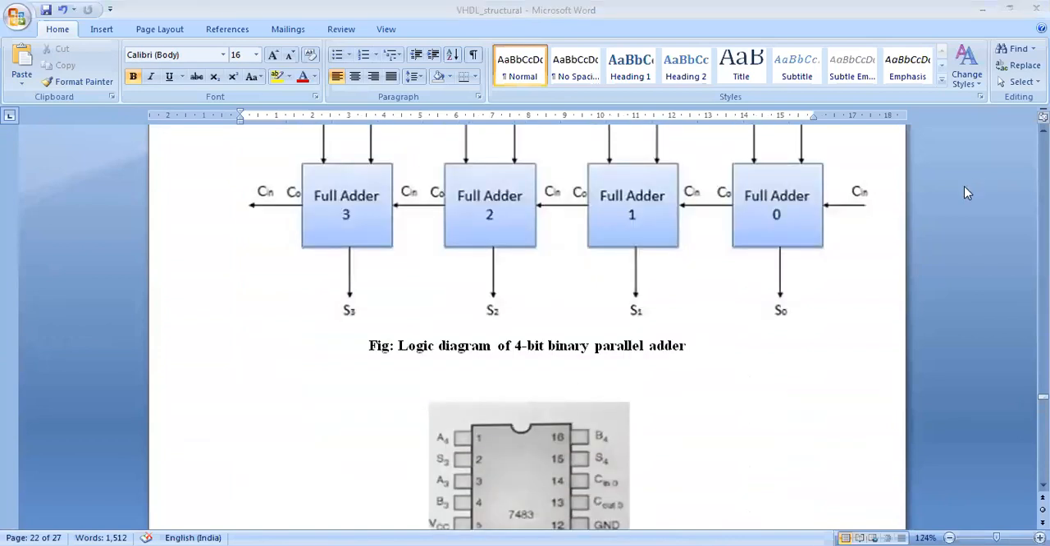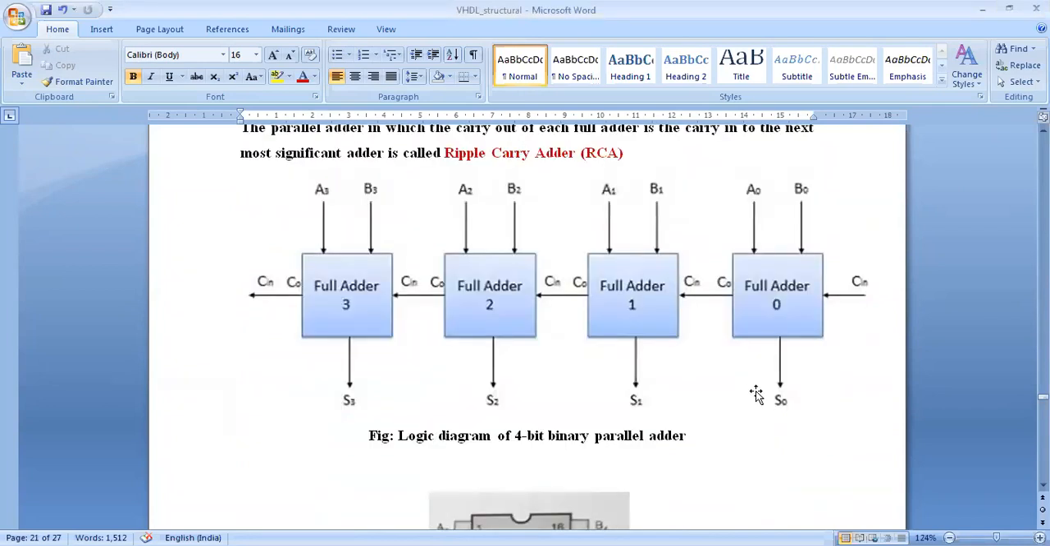So now see this diagram here. So you know the real inputs here. Real inputs are A, B, C in and C out. Now, are there any intermediate signals? Yes, there are intermediate signals because the carry out of the first full adder has to connect to the carry in of the second full adder.